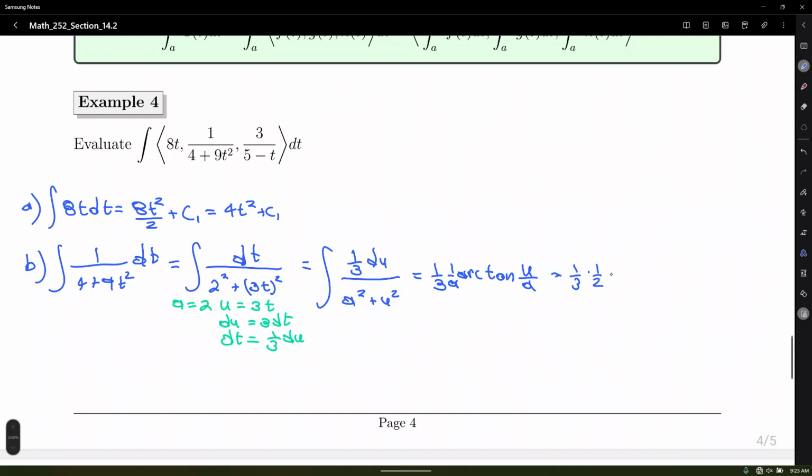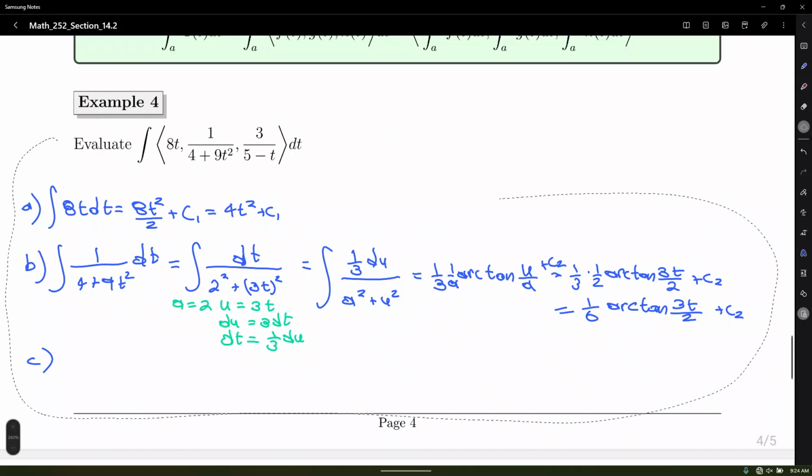So that's 1/2 arctan of u, which is 3t, over a, which is 2. Oh, that's already plus c2. That equals 1 over 6 arctan of 3t over 2 plus c2. All right? So that's our second integral. Let's go about the third integral. Okay, letter C. I'm going to go about letter C.